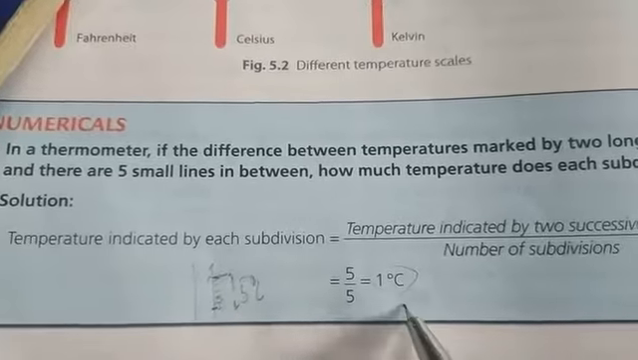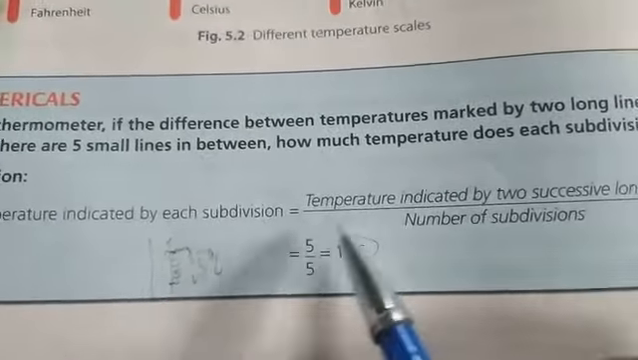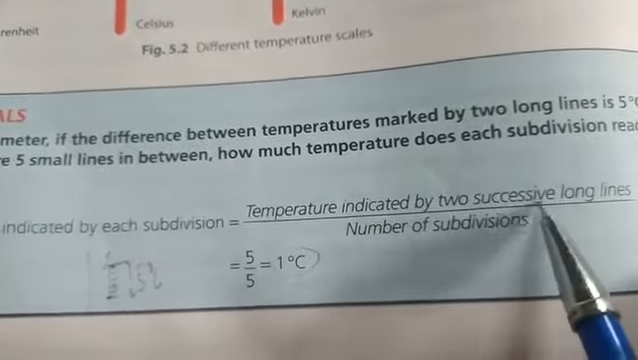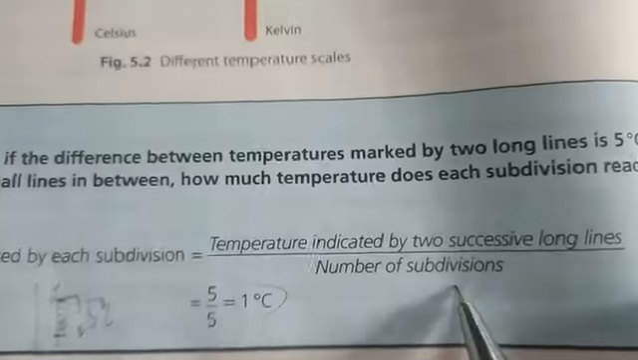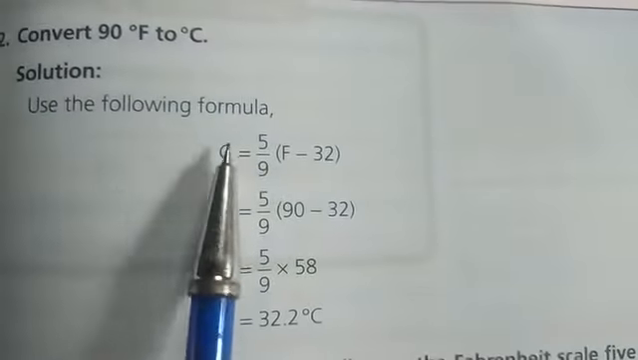So each division will represent 1 degree Celsius, and we can calculate by this that the temperature indicated by each subdivision will be equal to the temperature indicated by two successive long lines divided by the number of subdivisions. Next is to convert 90 degree Fahrenheit to degree Celsius.